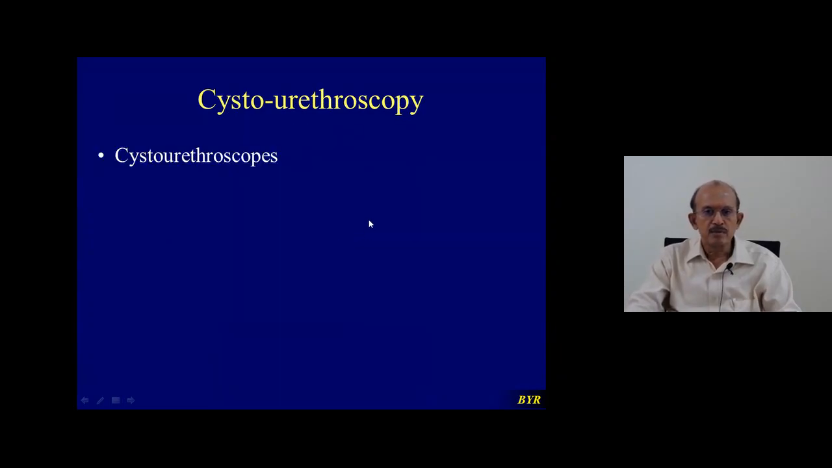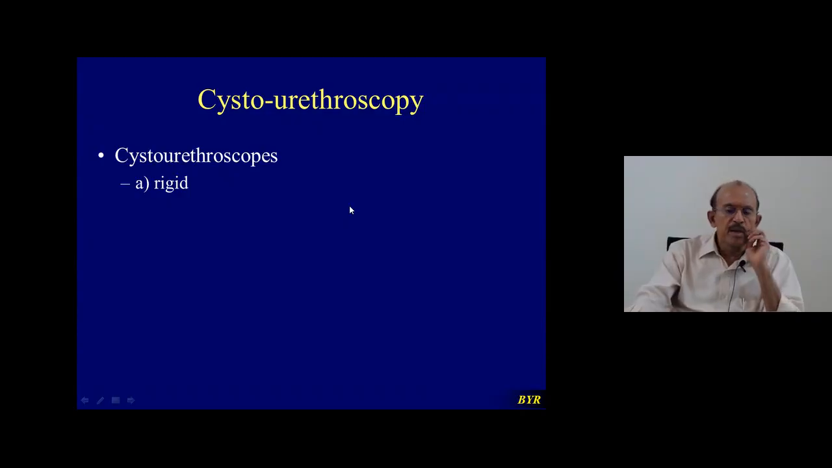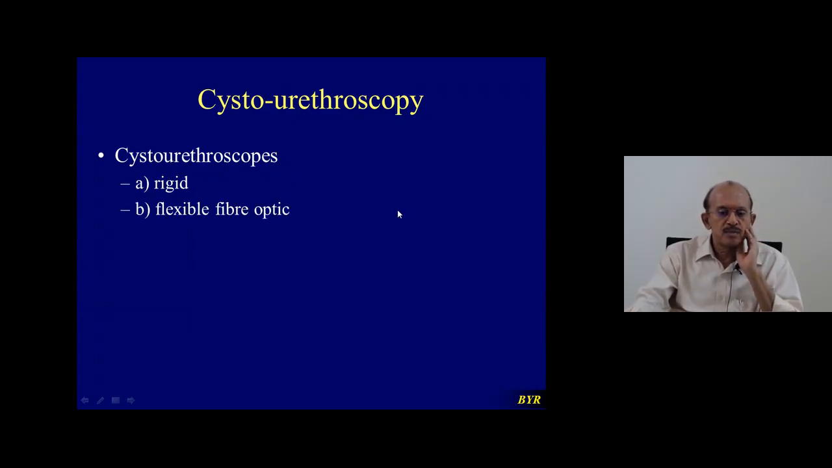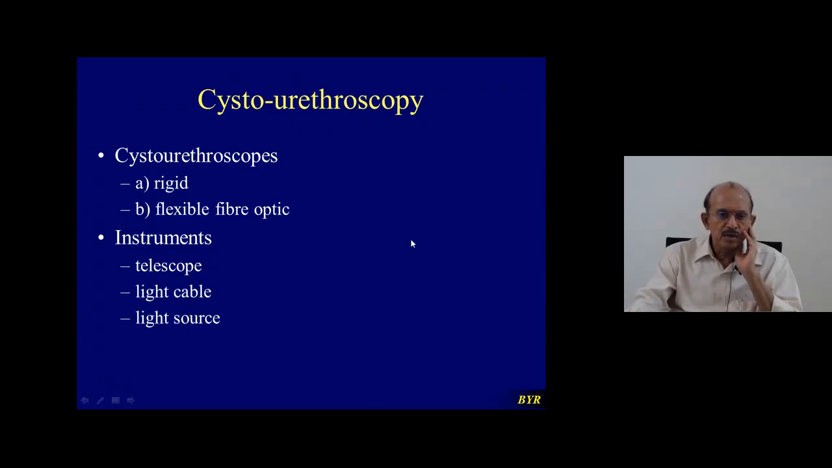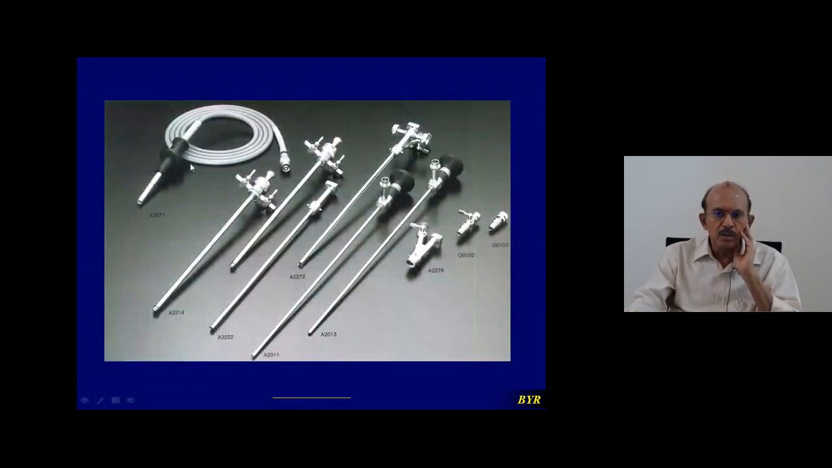Cystourethroscopy. In this, it is not like an upper GI endoscopy. Here, two types of scopes are there. One is the rigid scope, the other is the fiber optic scope. The commonly performed is the rigid scope. Instruments required are a telescope, light cable, light source, sheaths of varying sizes. So this is the armamentarium required for doing cystoscopy.